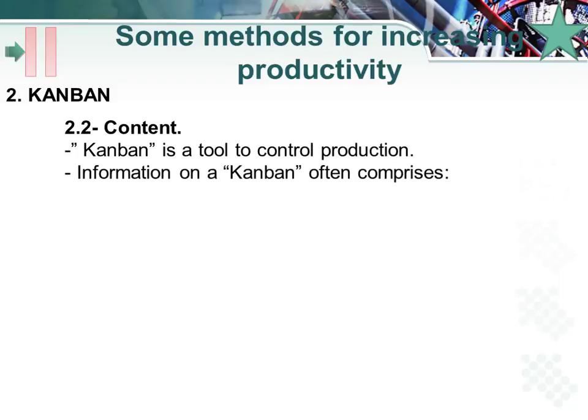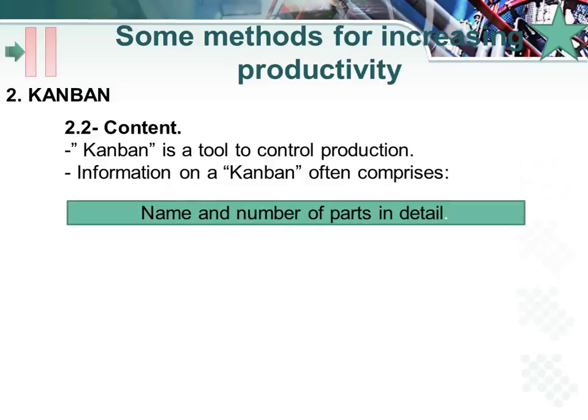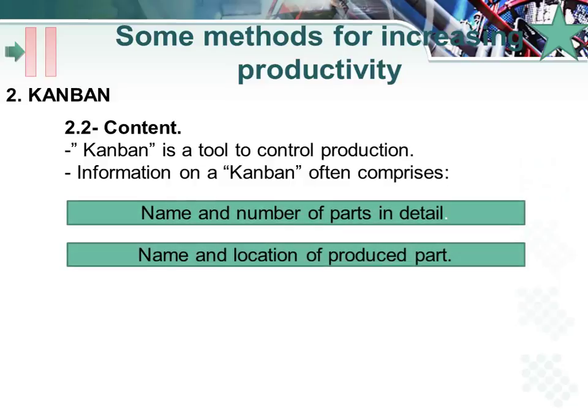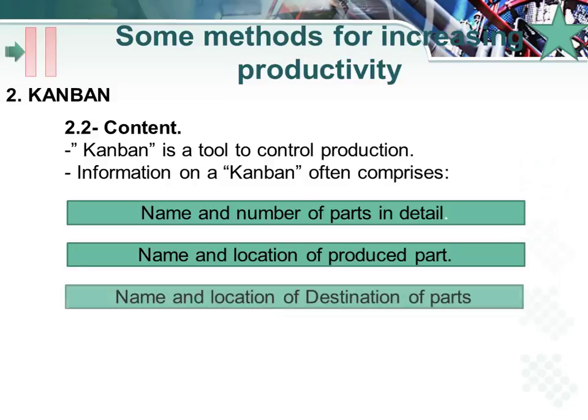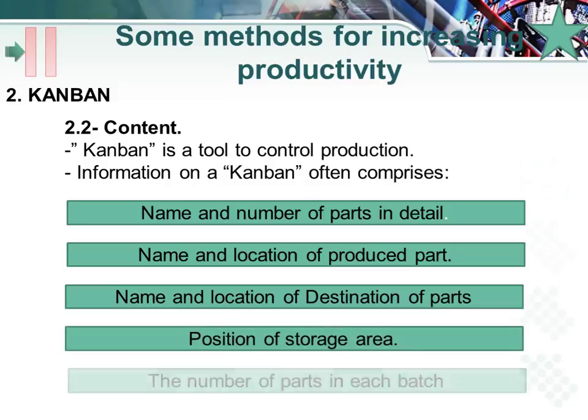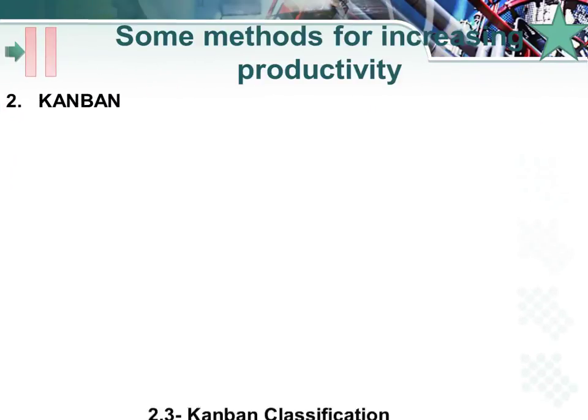Next, we will learn about the content of Kanban. Kanban is a tool to control production. Information on the Kanban often comprises: first, name or number of parts in detail, or name and location of product batch, name and location of destination of parts, position of storage area, the number of parts in each batch.